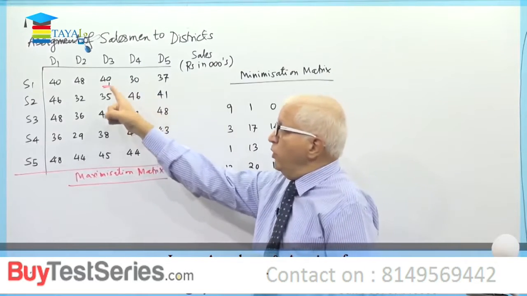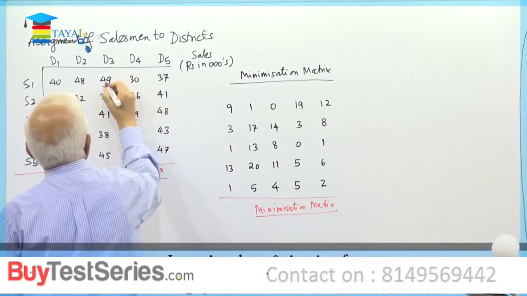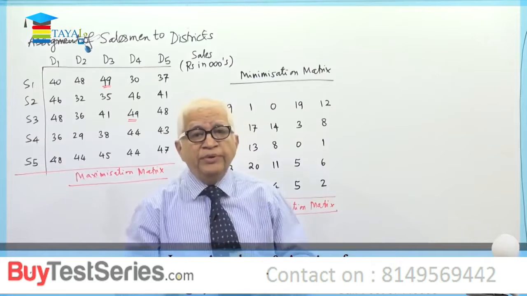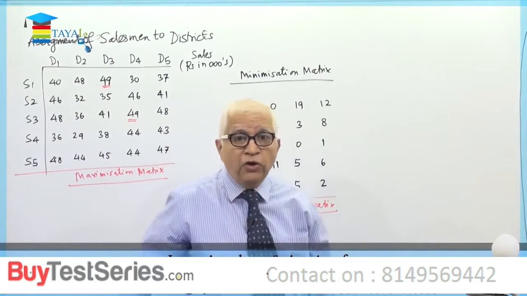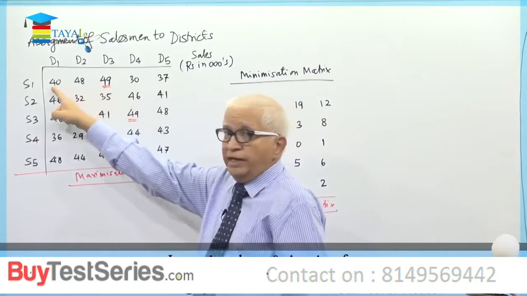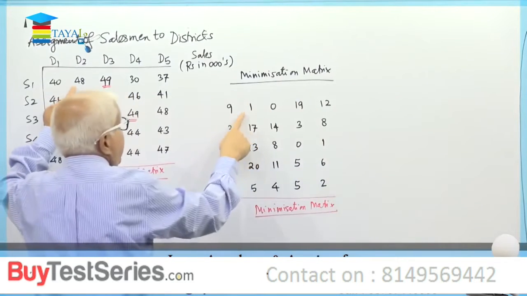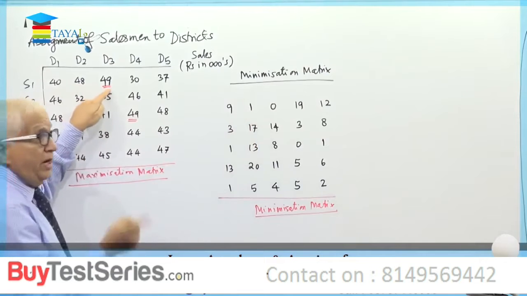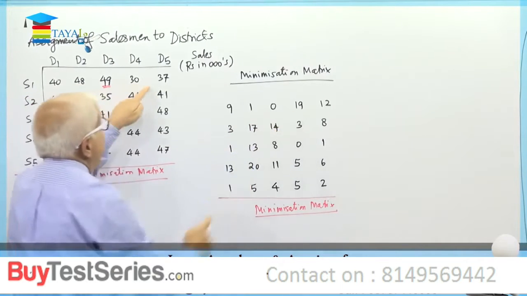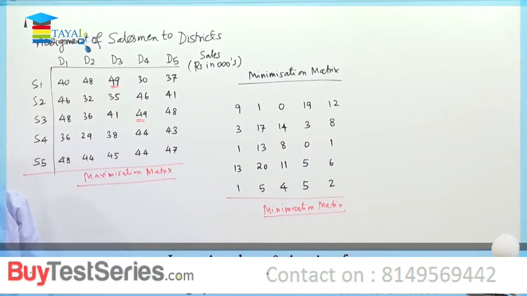Find out the maximum number. 49 is the maximum number. Fine. So I mark it. I mark this 49, or for that matter this 49. Now 49 has been marked. What do we do? Subtract all the numbers of the matrix from 49. Okay. For example, 49 minus 40 is 9. 49 minus 48 is 1. 49 minus 49 is 0. 49 minus 30 is 19. 49 minus 37 is 12. So first row has been converted.